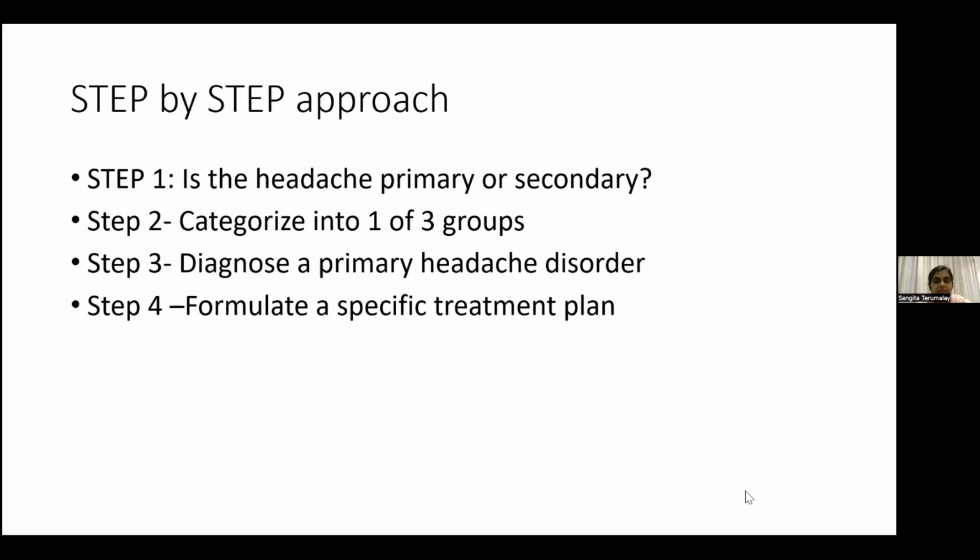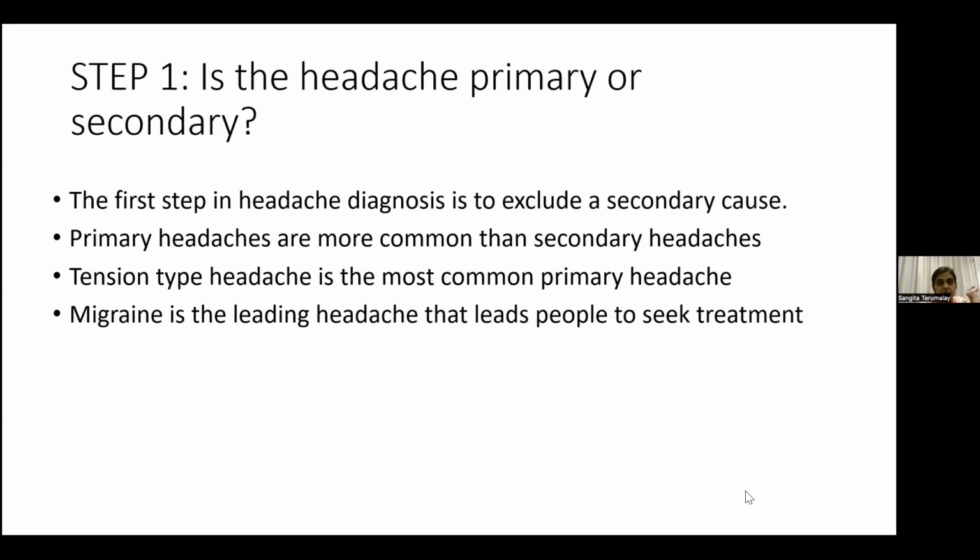So this is what I think we should do. We should always approach the case step by step so that we don't miss anything. So in step 1, we want to categorize whether the headache is a primary headache or a secondary headache. In step 2, we want to categorize this headache into one of the 3 groups. So we will go through step 2, step 3, step 4 later, but we will deal more with step 1 first. Okay, so let's jump to what we're going to do.